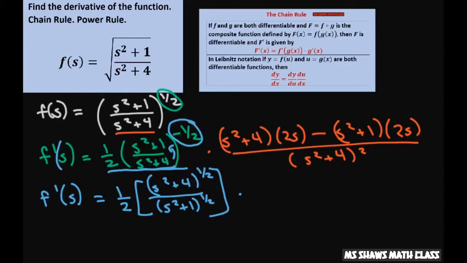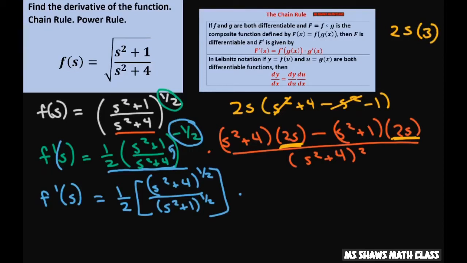Now this part, I'm going to kind of work on it up here to save room. I'm going to factor out a 2s. If I factor out a 2s, I'm going to get s squared plus 4 minus, and then it's going to be minus s squared minus 1. So what's going to happen is these s squares go away, and we're going to get 2s times 3. So this whole numerator is just going to be 6s divided by s squared plus 4 squared.